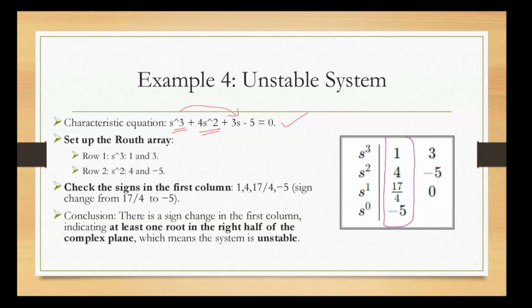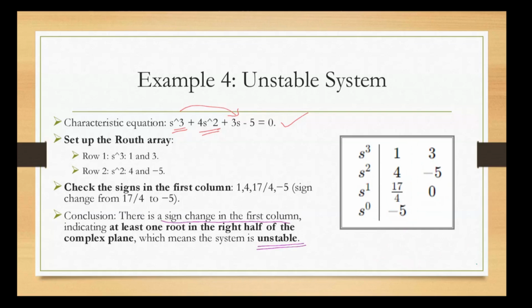When we check the first column of the Routh-Hurwitz table, there is a sign change. Here it is from positive to positive, and here again positive to positive. But from here to here, you have a positive to negative sign change. So there is a sign change in the first column, indicating that at least one root is in the right half of the complex plane, which means the system is unstable.